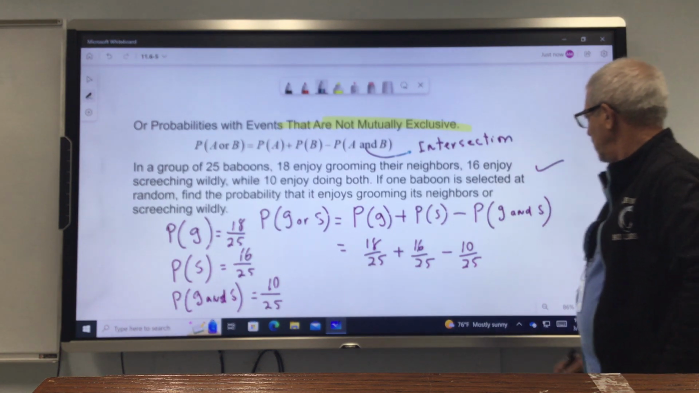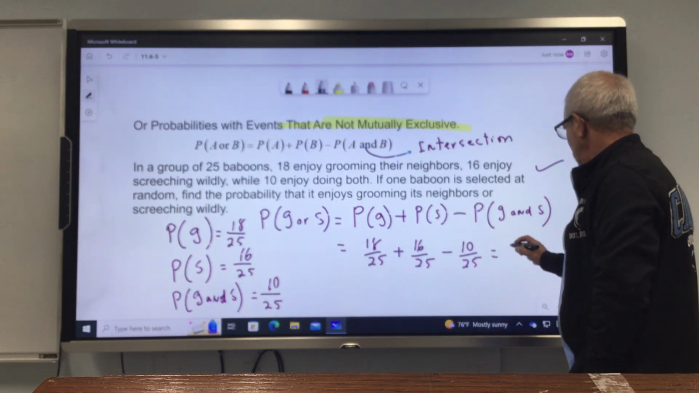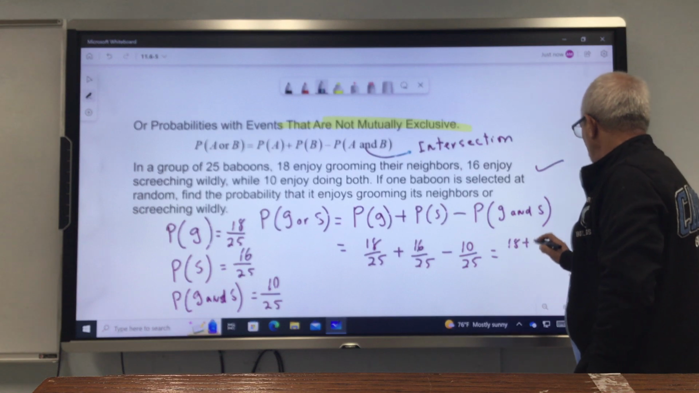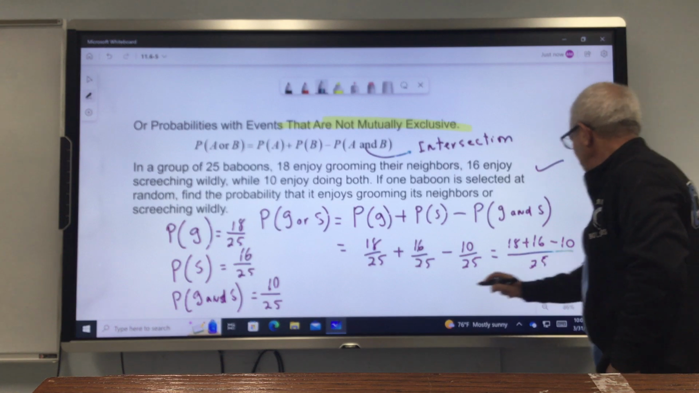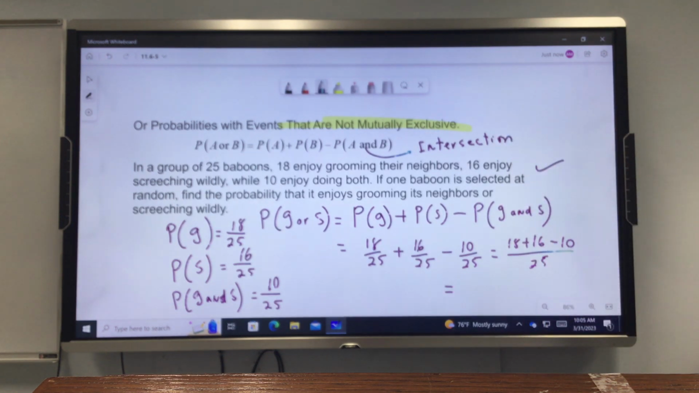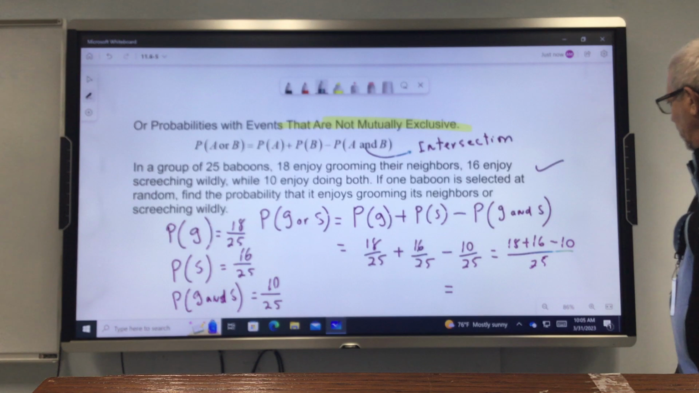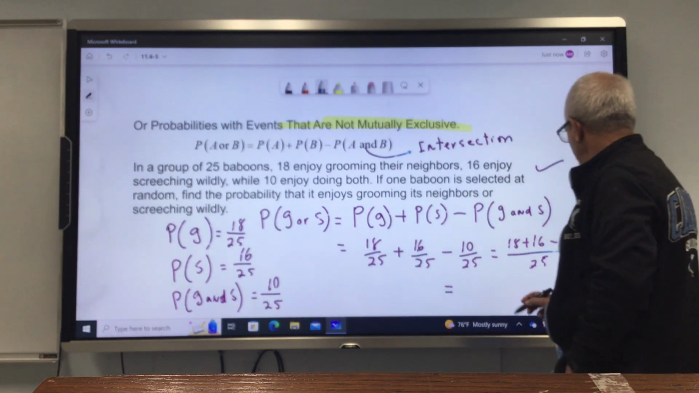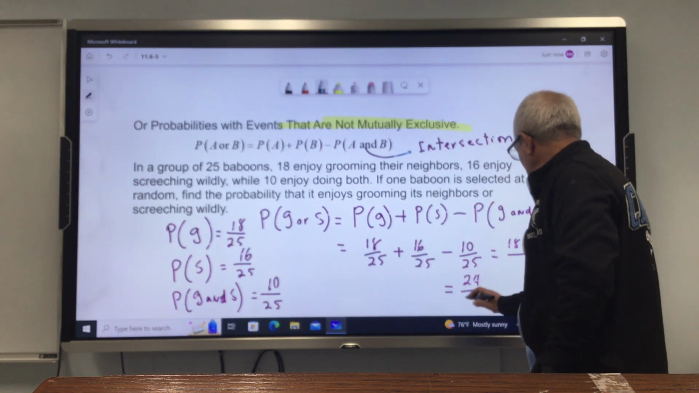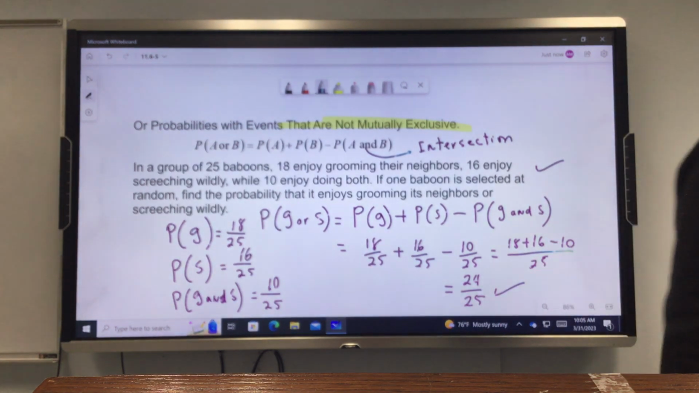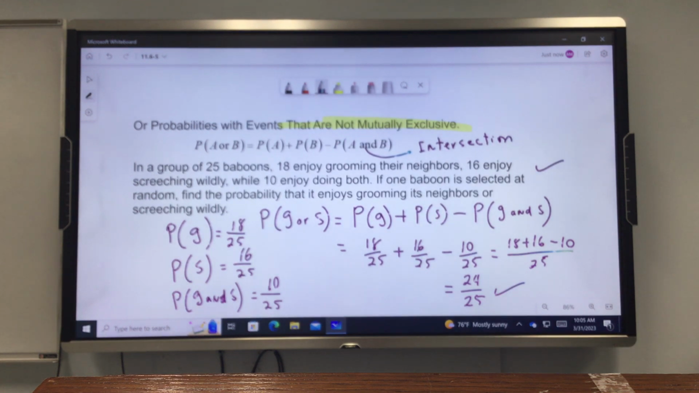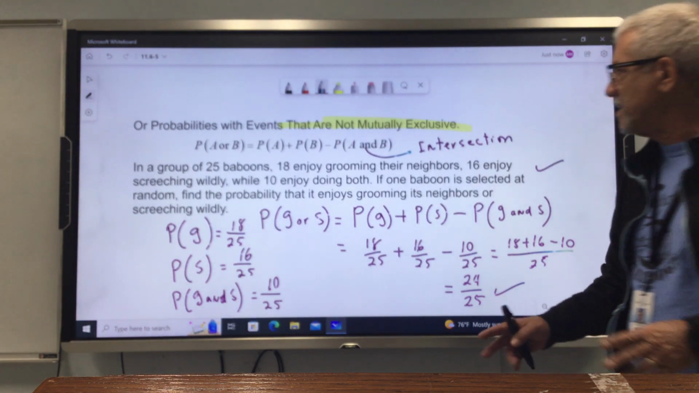Okay? Then that is 18 plus 16 minus 10 over 25. Then the final answer: 18 plus 16 is 34. 8 plus 6 is 14, carry 1, yes, 34. 34 minus 10 is 24 over 25. And that is the final answer. Okay? That is the second part.